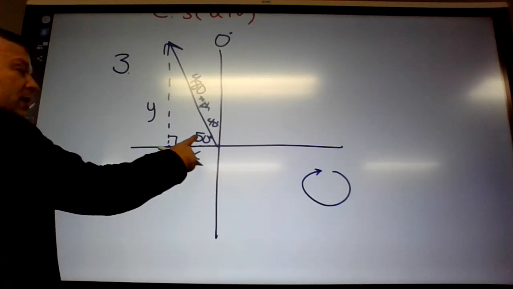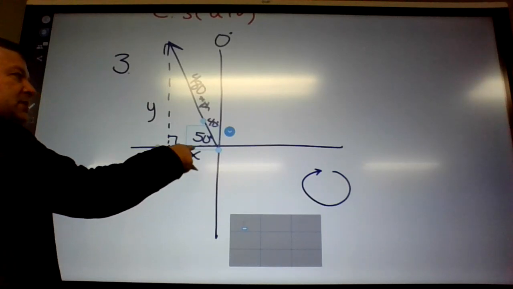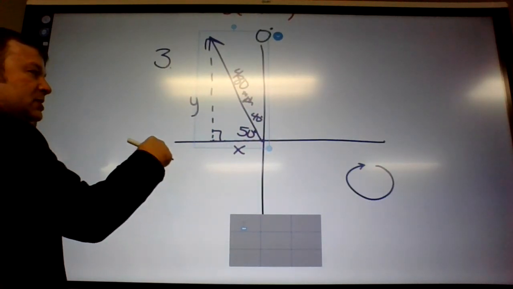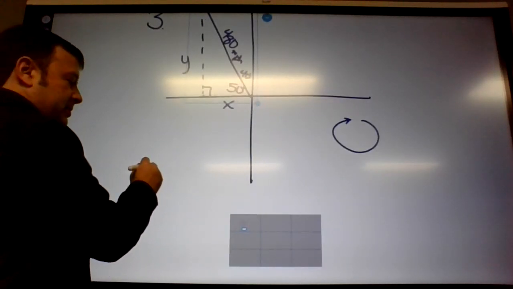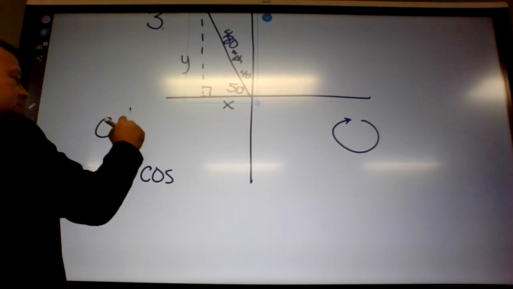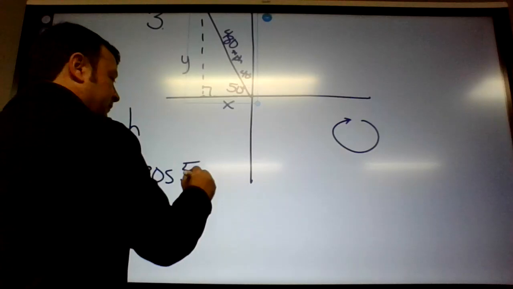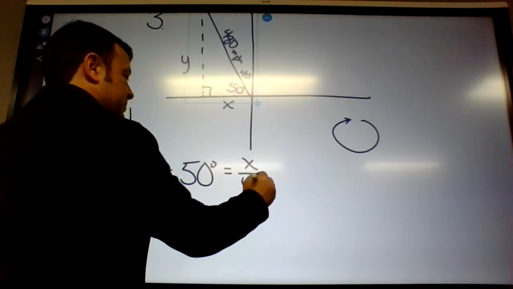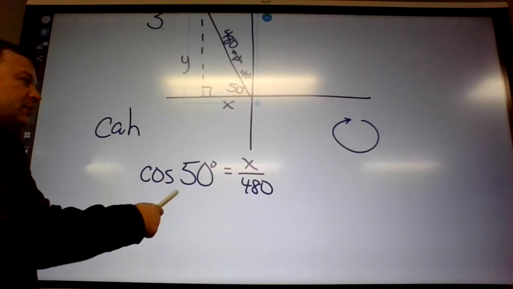We can use SOHCAHTOA. Relative to this angle, x is what side? Adjacent. 480 is the hypotenuse. Which trig function uses adjacent and hypotenuse? Cosine. So cosine of 50 equals adjacent over hypotenuse. So cosine of 50 times 480.